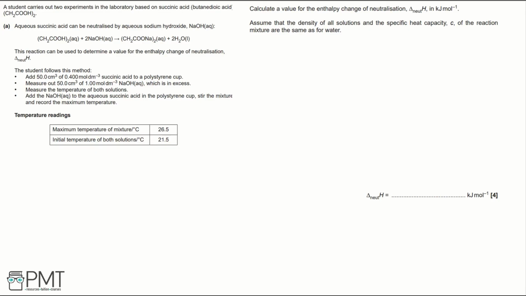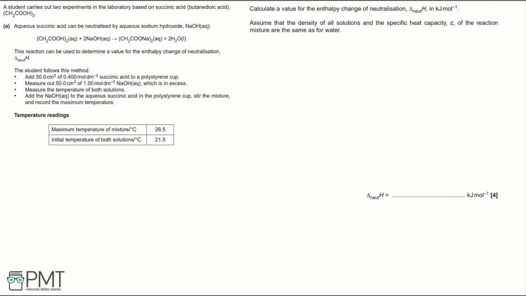Firstly, we need to highlight the key pieces of information in this question. Our first key piece is that we've got 2 moles of H2O, or a 2 molar fraction. And that's important because the enthalpy change of neutralization is the energy released when forming 1 mole of H2O, and we've got 2, so that means our final answer will have to divide by 2. Our next key piece of information is our volume and concentration of succinic acid. We're going to use these to work out the moles of succinic acid. Then we need to look at our temperature readings because we will be using temperature change.